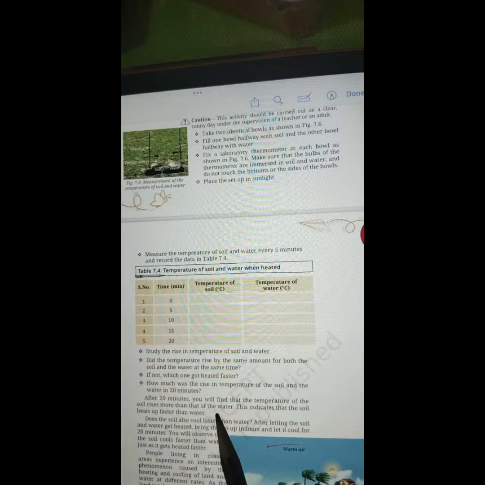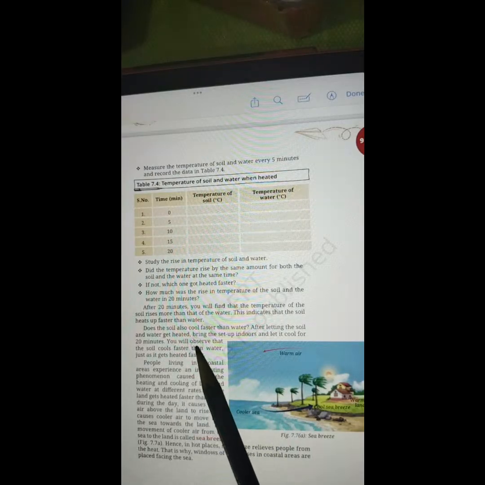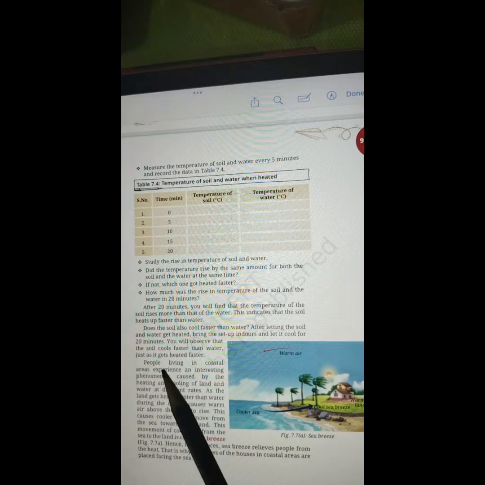After 20 minutes, you will find that the temperature of the soil rises more than that of the water. This indicates that the soil heats up faster than water. Does the soil also cool faster than water? After letting the soil and water get heated, bring the setup indoors and let it cool for 20 minutes. You will observe that the soil cools faster than water just as it gets heated faster.